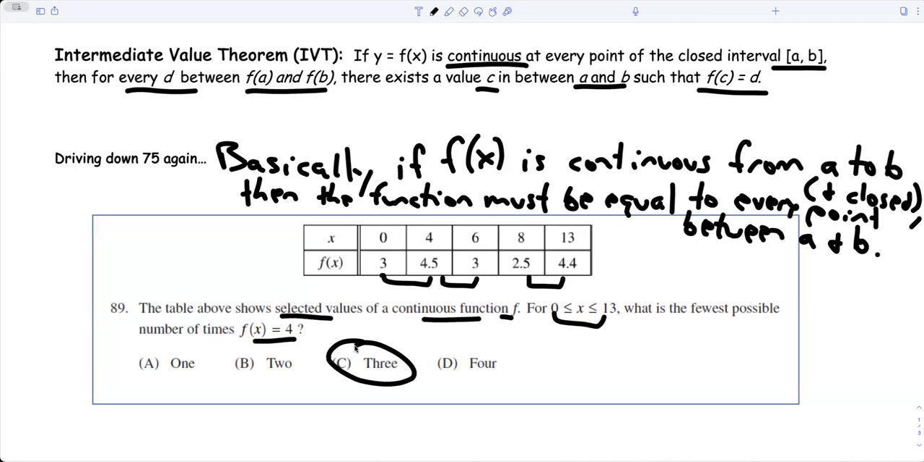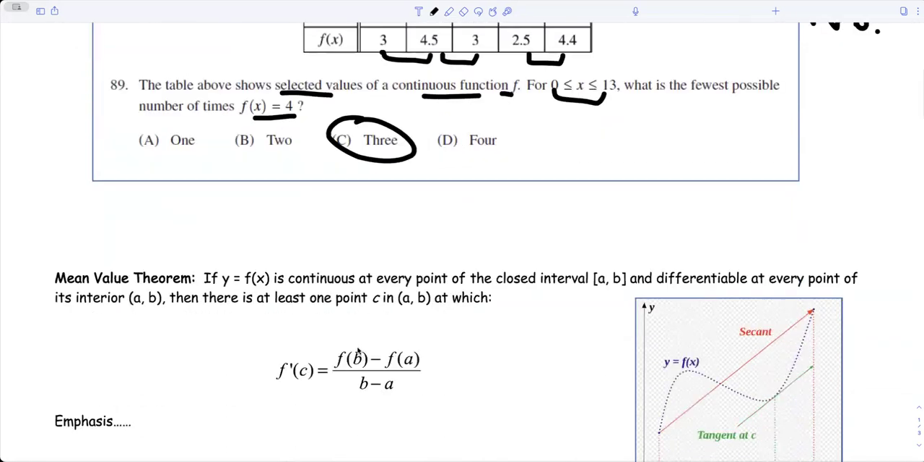Questions for me? Attendance, please. Well, let's look at MVT.